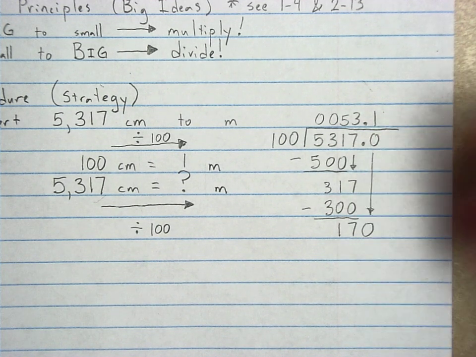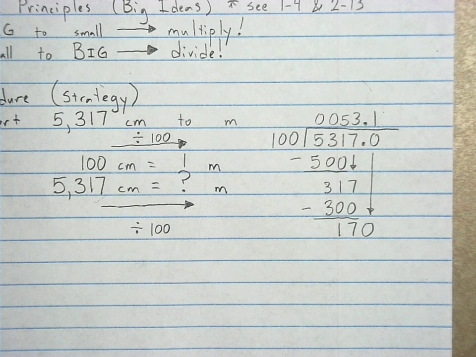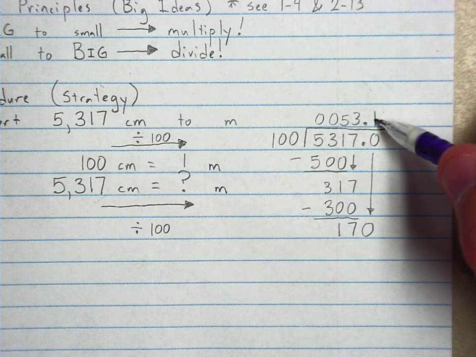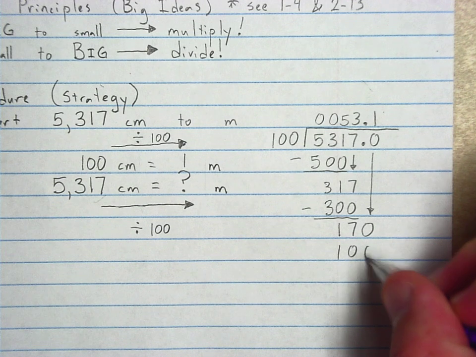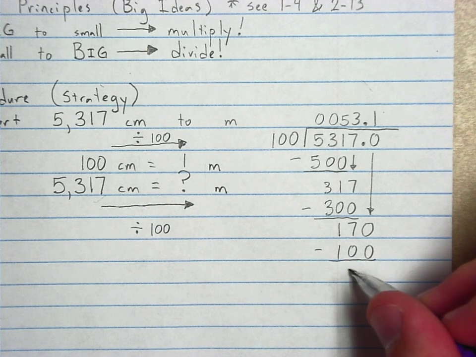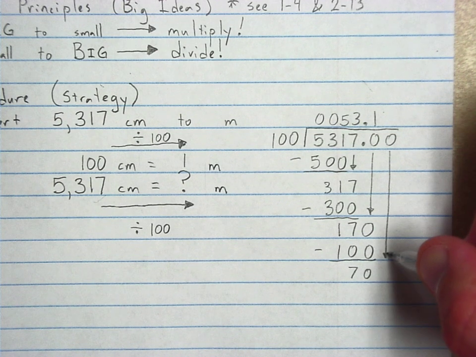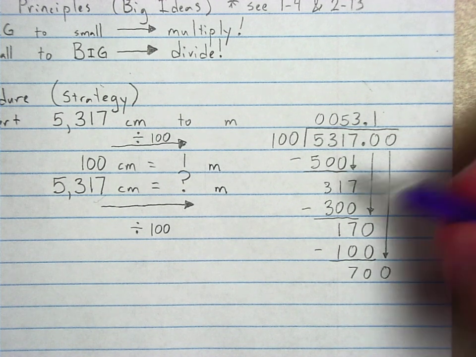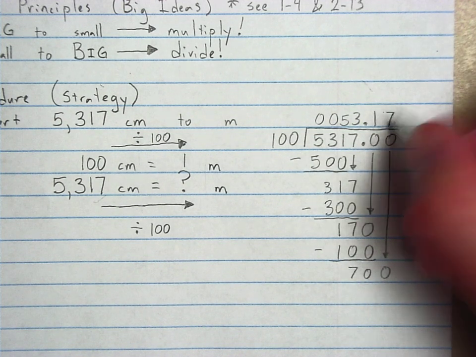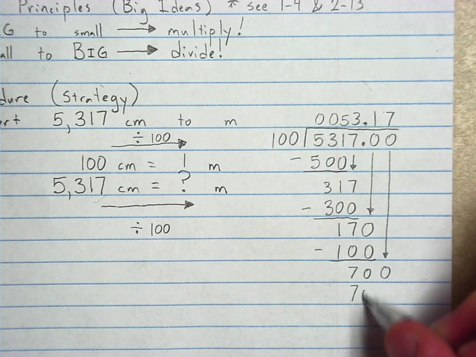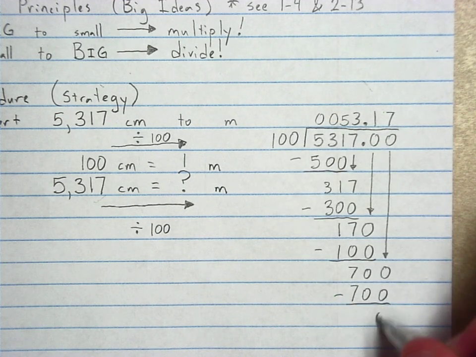Now I'm hoping that by now you're noticing a little bit of a pattern. If not, don't worry, I'll talk about it in a moment, but 1 times 100 is 100. I'm guessing a lot of you see it. Another 0. Bring it down. 100 goes into 700 7 times. 7 times 100 is 700. My goodness, finally, I am done.